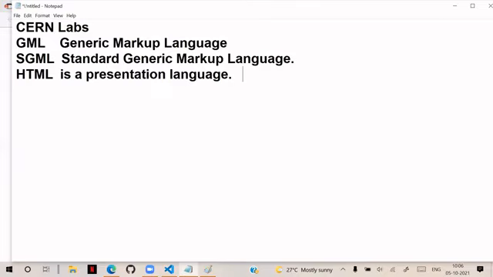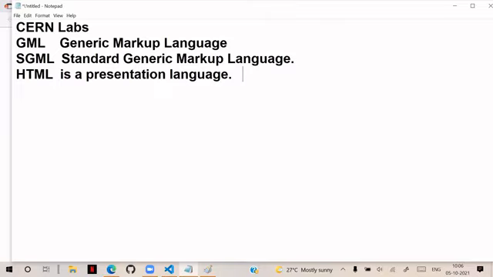Is it the only language used for markup? No, there are several other languages also. You have XML. Later you will learn about them, what XML is and all. But initially, HTML is a presentation language.